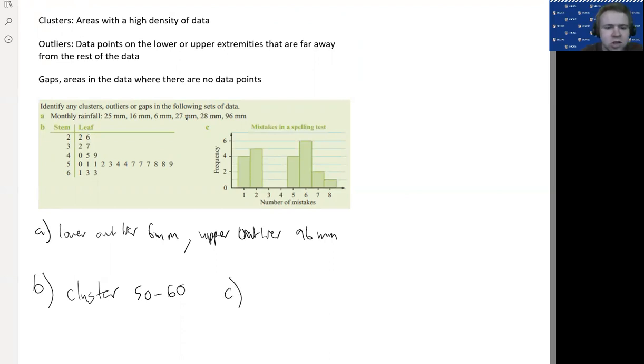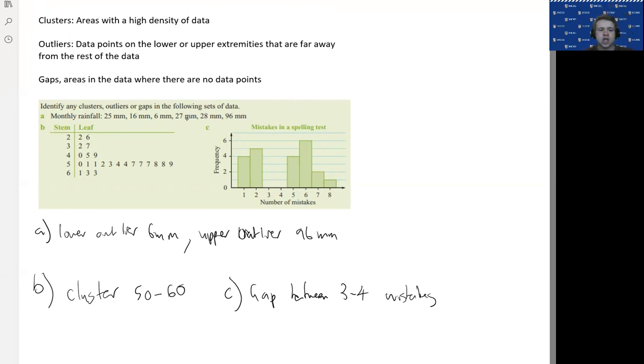And then finally for C, we can see here we have some people who only got 1 or 2 mistakes in their spelling, and then no one got 3 or 4 mistakes, and then there were a bunch of people who got 5 or more. So we can see here clearly there's a gap between 3 to 4 mistakes.